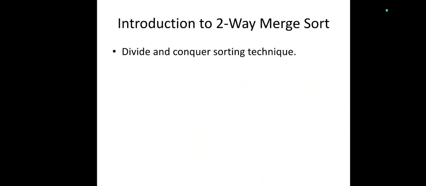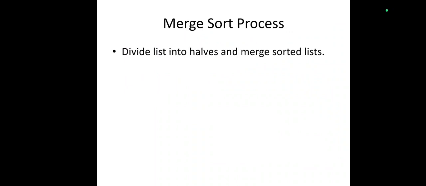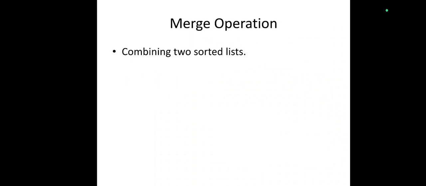The working principle: divide the list into two halves, continue dividing until a single element remains, merge elements in sorted order, and continue merging until the entire list is sorted. The merge operation combines two sorted lists.